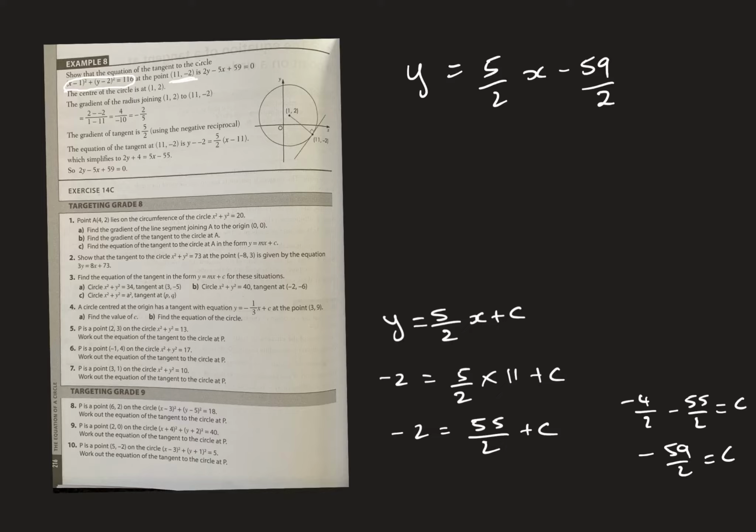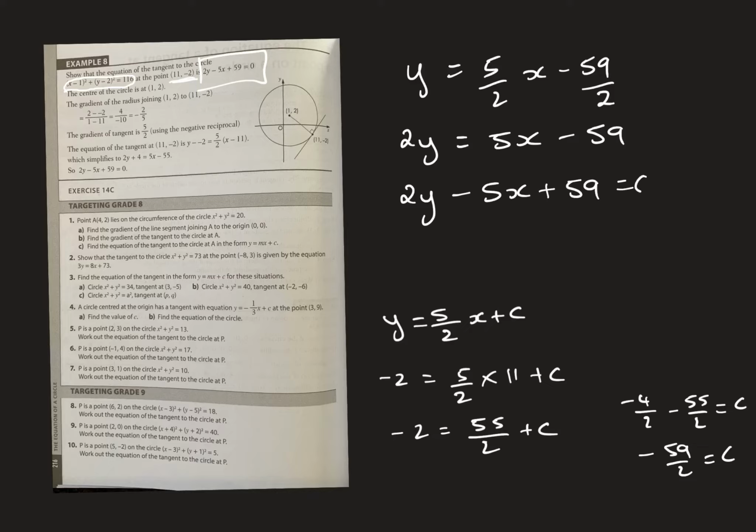But then again, this does not look like what the question wants. So let's try multiplying everything by 2. 2y equals 5x minus 59. And I also need to move everything to one side. So 2y minus 5x plus 59 equals 0. And that is how I was actually able to prove this.